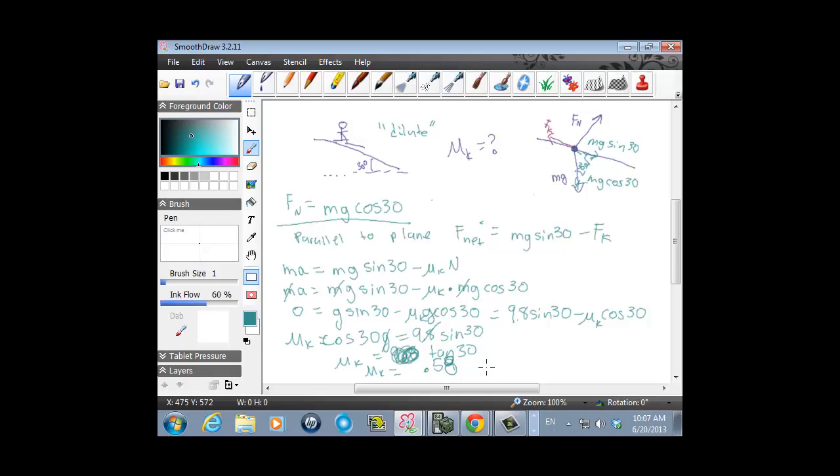So coefficient of friction, does it have any units? No, it's a coefficient. It doesn't have any units, and if we think about it, we can see why. Friction force equals mu k times the normal force. This is a force, so we can't have any units on mu k.